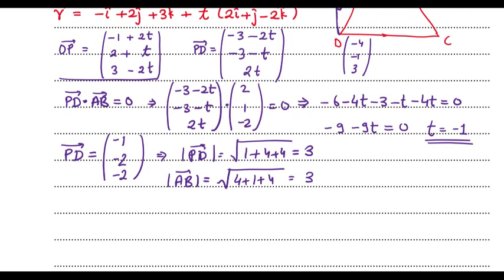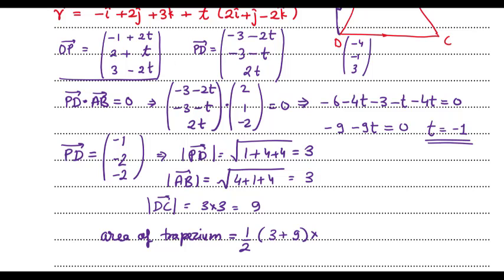And from the first question we have seen that DC is 3 times AB. It means the magnitude of DC is going to be 3 times 3, that is 9. So the area of the trapezium is half into the sum of the parallel sides, that is 3 plus 9, into its height, the distance between the parallel sides, that is 3 again. So 9 plus 3 is 12, upon 2 is 6, into 3 is 18. So it is 18 unit square. That's the area of the trapezium.